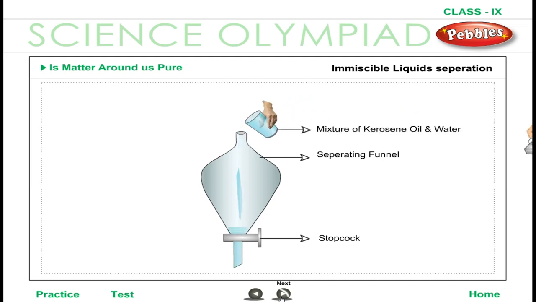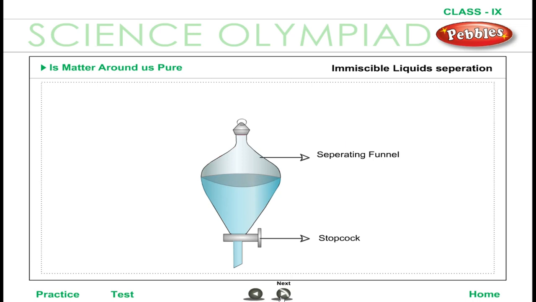Open the stopcock of the separating funnel and pour out the lower layer of water carefully. Close the stopcock of the separating funnel as the oil reaches the stopcock. The principle is that immiscible liquids separate out in layers depending on their densities.